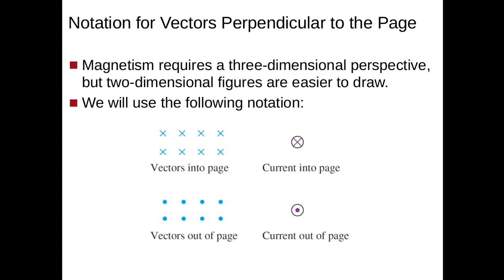And then there is a third way we can generate a magnetic field, and we'll talk about that later when we talk about how current generates a magnetic field.